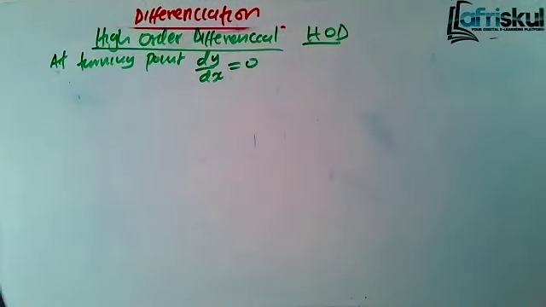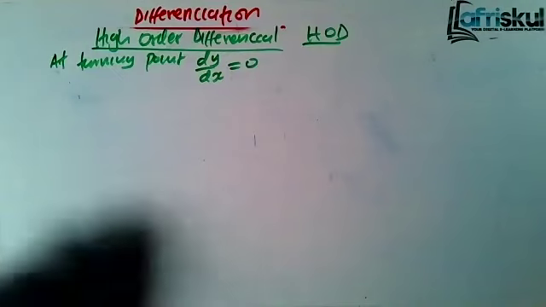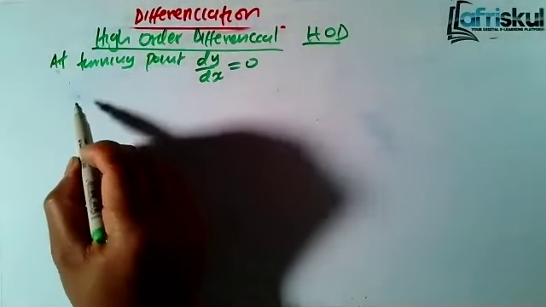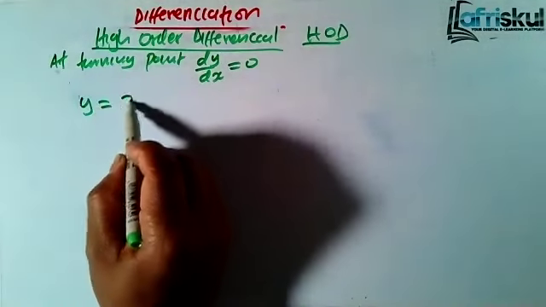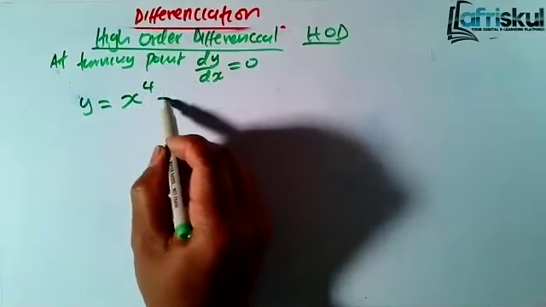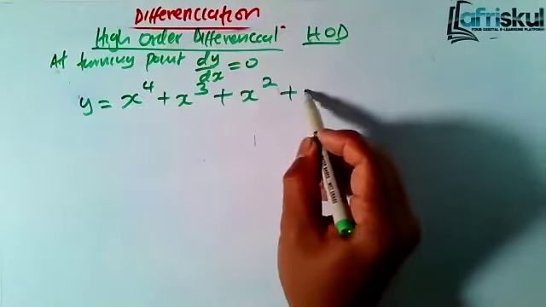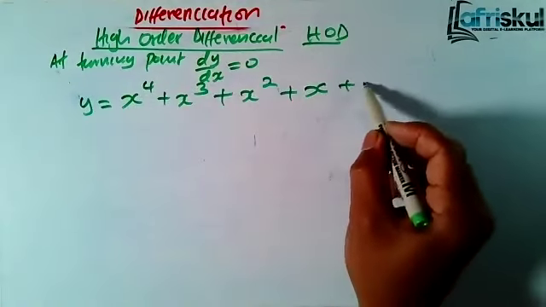So now let me give you an illustration. Can you determine the turning point of the following function, or obtain the HODs? You're given a function like y is equal to x raised to power 4 plus x raised to power 3 plus x squared plus x plus, let's say, 30.